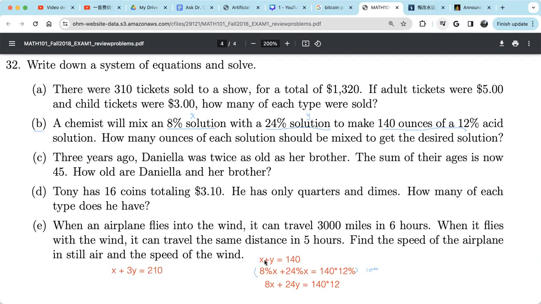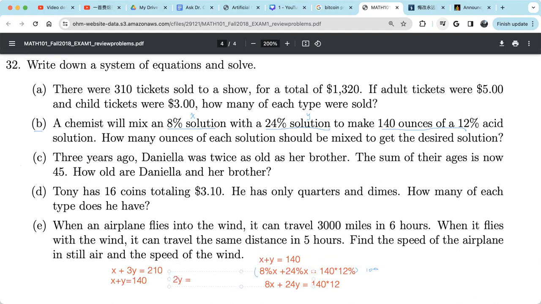Then x plus y equals 140, we use this one also. So let's write them here together. We have x plus 3y equals 210 and x plus y equals 140. We can subtract those two equations, right? x minus x becomes 0. Then 3y minus y becomes 2y.